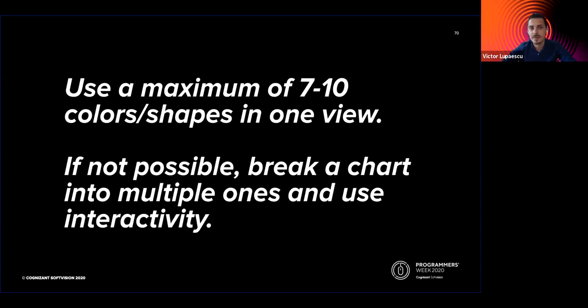The rule is to use a maximum of 7 to 10 colors and shapes in one view. If not possible, break a chart into multiple ones and use interactivity.